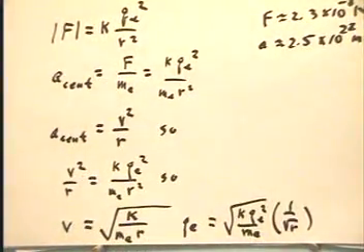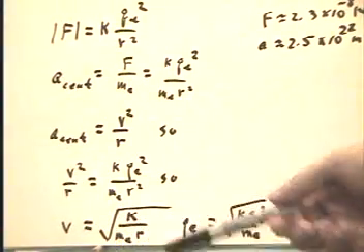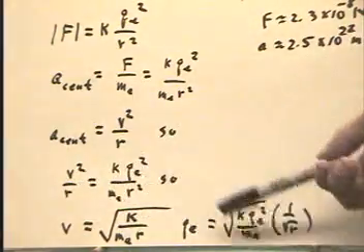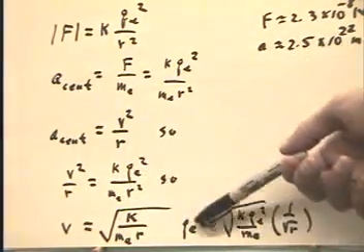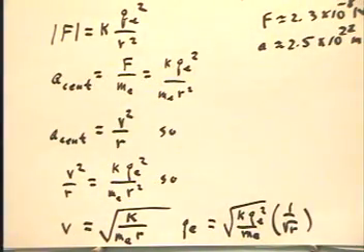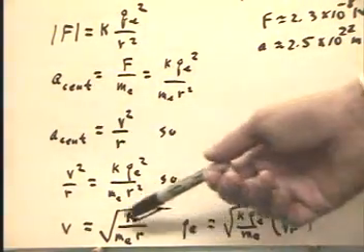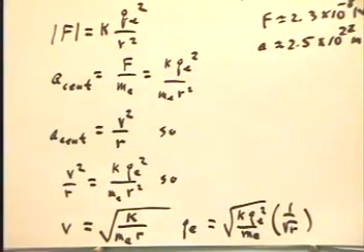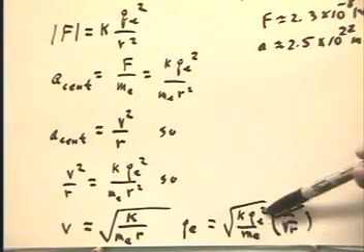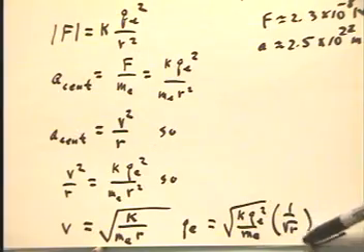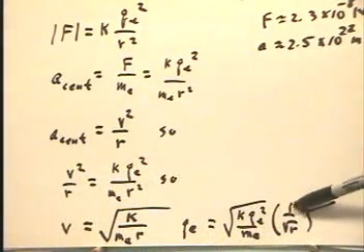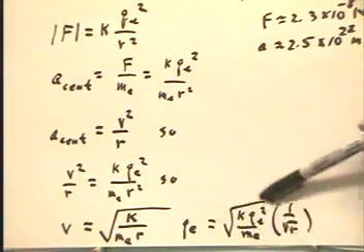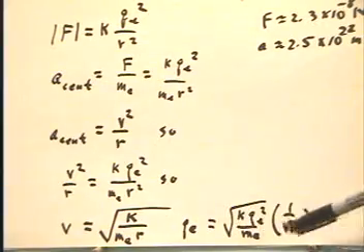When we do that, we end up with v equals the square root of k over m_e r times Qe. Just multiplying both sides here by r and taking the square root of the Qe squared will give us the Qe here, and this product will then equal, well, we can rearrange it to say that's the square root of kQe squared over m_e times 1 over the square root of r. So we see that the velocity is inversely proportional to the square root of r, and the proportionality constant is here.